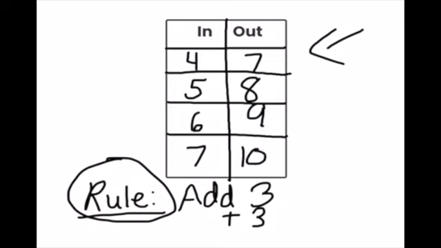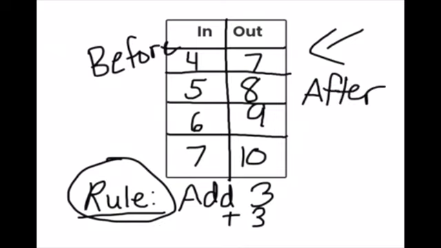So you can see with an input-output box, when we're given the rule, we look at the input and we apply our rule to come out with our output, right? I like to sometimes think of an in as a before we apply the rule, and an out as an after. Adding 3: after I add 3 to 4, I get 7, right? Before and after. That's kind of how I like to think of it.